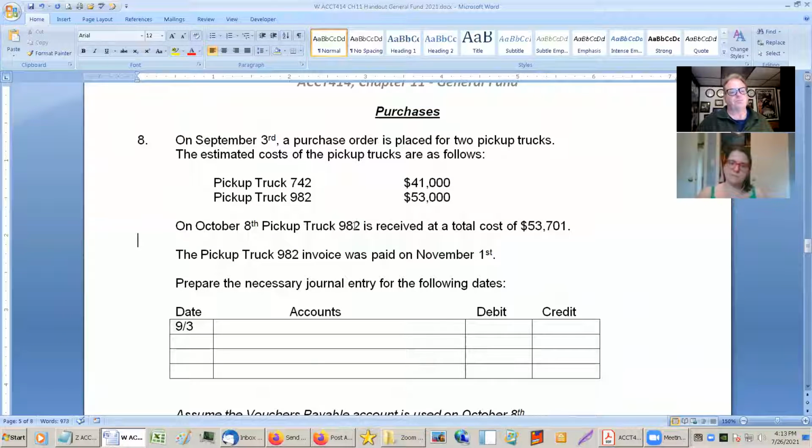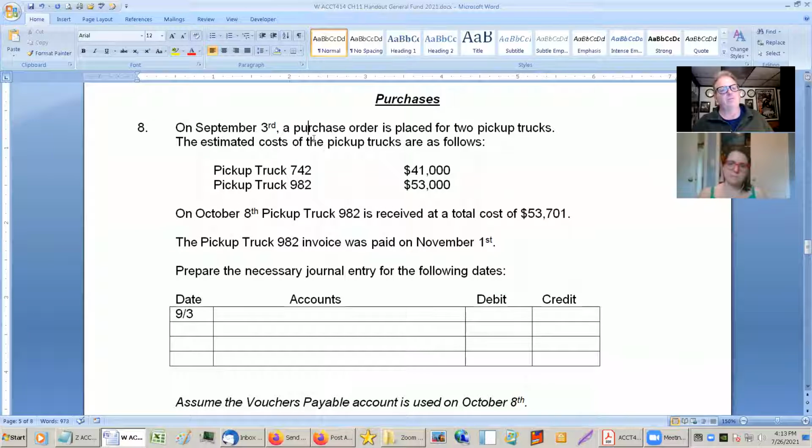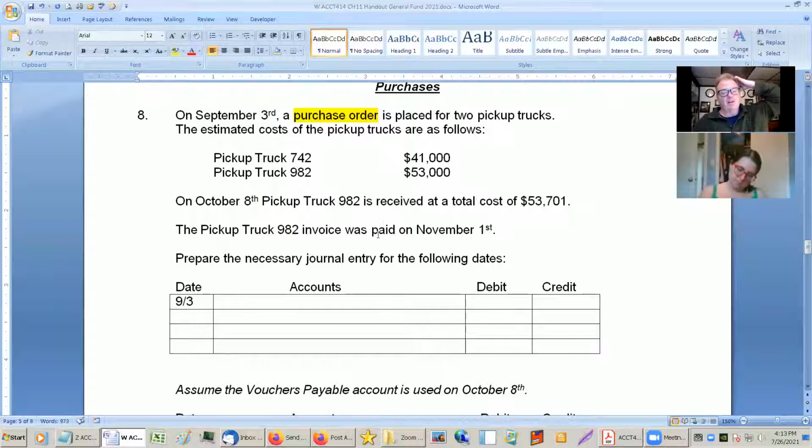Okay. So September 3rd, a purchase order is placed for 2 pickup trucks. Okay, so purchase order. The estimated costs are $41,000 and $53,000. On October 4th, the pickup truck is received at a cost of blah, blah, blah. And the invoice is paid on November 1st.